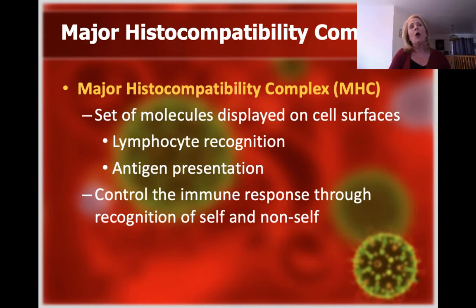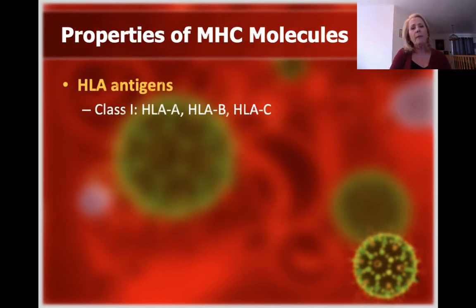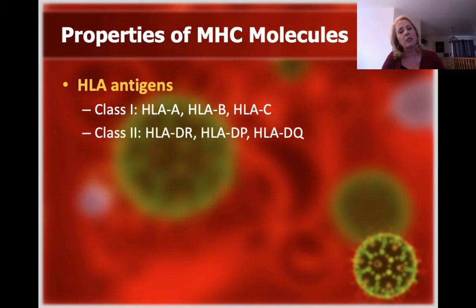So the MHC also allows our immune system to recognize self from non-self, or good healthy cells from invaded cells. So MHC molecules are also referred to in humans as HLA. So HLA is the human leukocyte antigen. And there is a class 1, a class 2, class 3, class 4, class 5. We're not really concerned about that. Really what we're mostly concerned about is class 1 and class 2. And these are the ones that are mainly involved in our immune system.